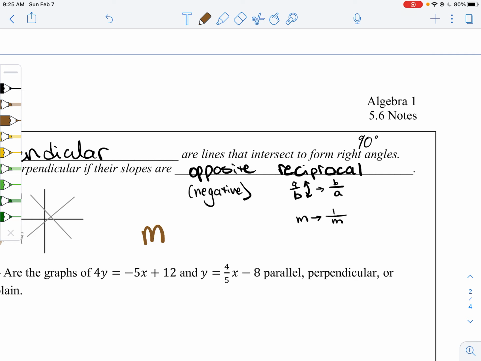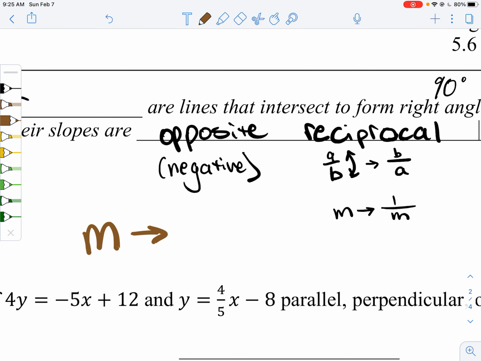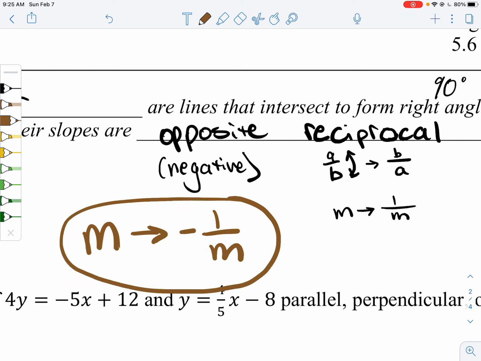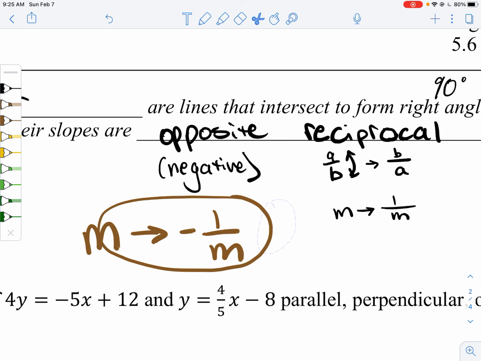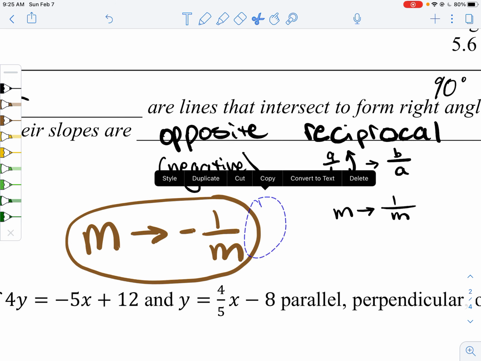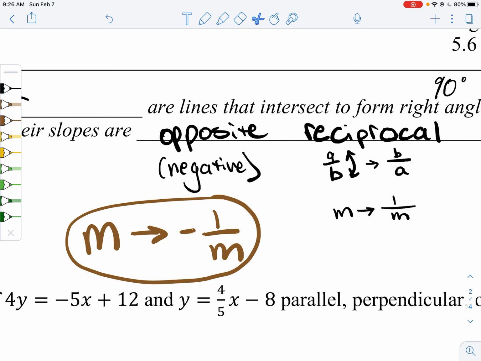So if you have a line with slope m, then its negative flippy is its opposite reciprocal, -1/m. So that's how you find the slope of a perpendicular line. You flip it and you make it negative. So if that's helpful, you can write that down. You flip it and make it negative.